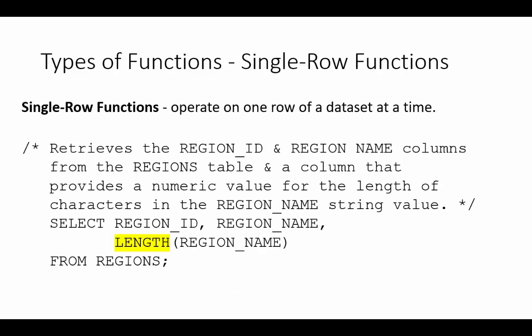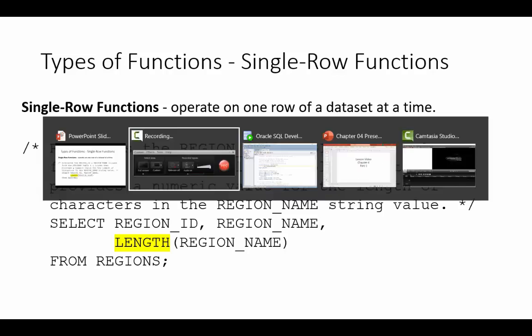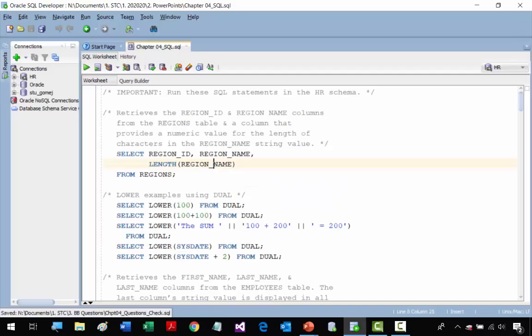Here we look at an example of a single row function, and let's go ahead and try this in SQL Developer. And here we're looking at the length function. First we look at the region ID column, then region name, and then from region name we get the length of the string, and it's from the regions table. And this is just a basic example using the length function.